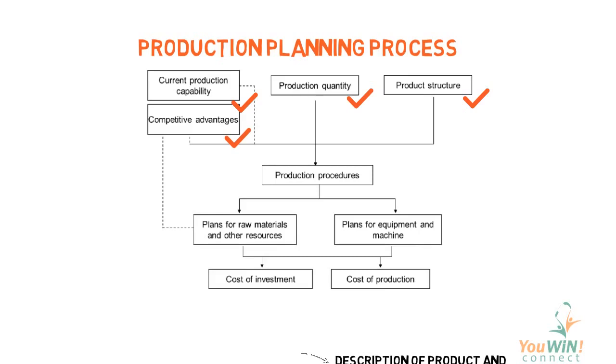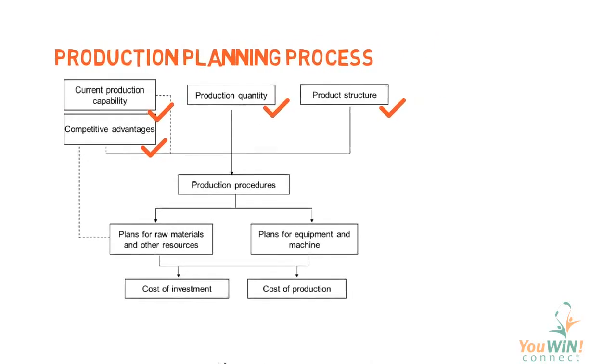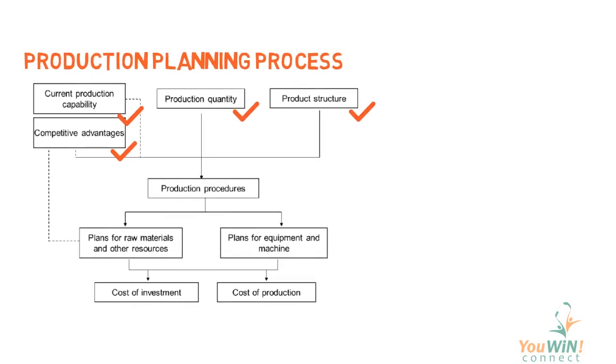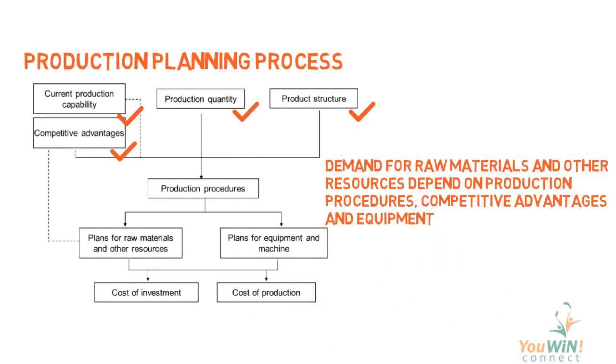Of course, that would also have a bearing on how quickly we can bring things to the market, and also if we're stocking raw materials or not. Our production procedure is a basis to determine the demand on equipment, machinery, and the factory. And also the demand for raw materials and other resources depend on production procedures and the competitive advantages and equipment as well.